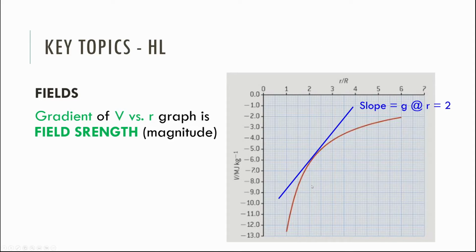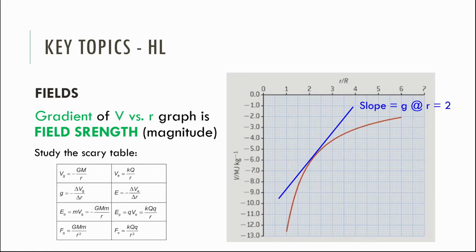You draw a tangent line at the point you care about, so I could find the field strength at a distance of, say, 2 planet radii away from the center of the planet. The slope of this line is the gradient. So gradient means the slope of a tangent line at the point you care about on the x-axis.